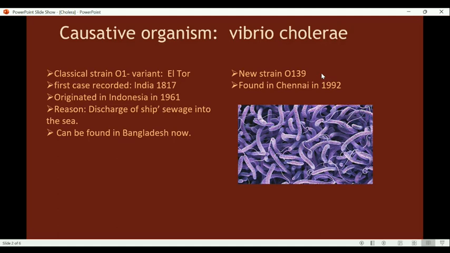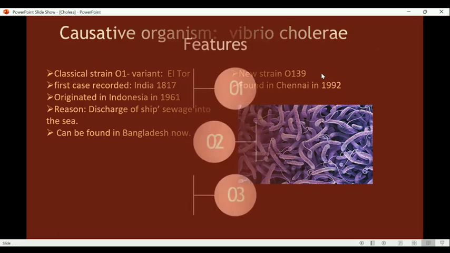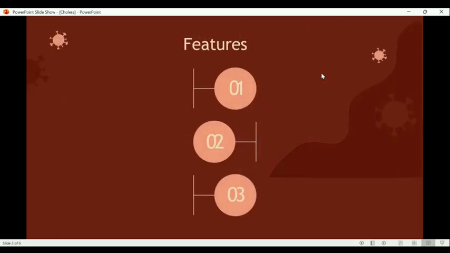El Tor took 2 years to replace the classical strain O1. But O139 only required less than 2 months to replace El Tor. Okay, now let's move on to its features.